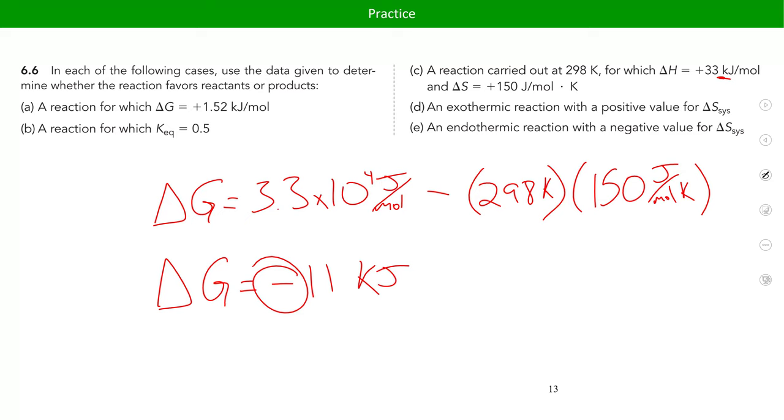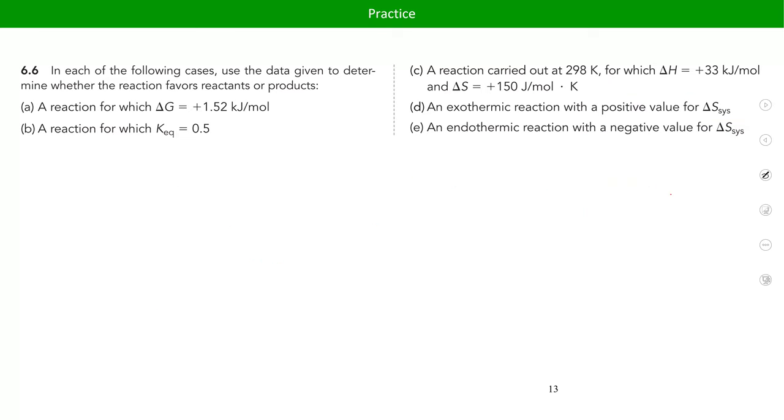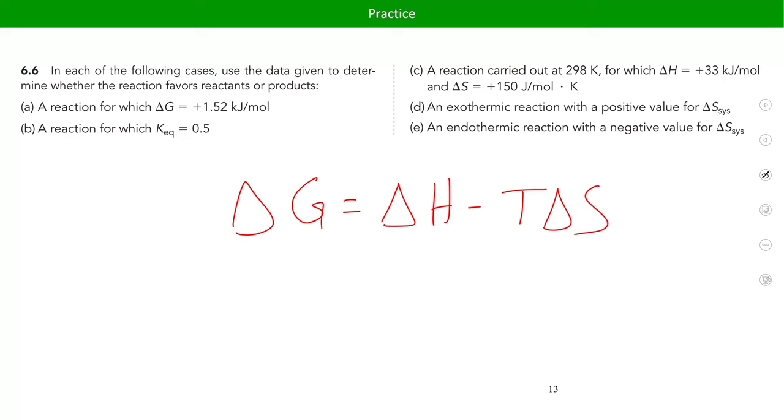Here's the qualitative way of doing the same thing without doing numbers: an exothermic reaction with a positive value for delta S. What is exothermic? Negative delta H. So negative delta H favors spontaneity. Positive value for delta S favors spontaneity. Does it matter what the temperature is? Spontaneous at all temperatures, which means it favors products.